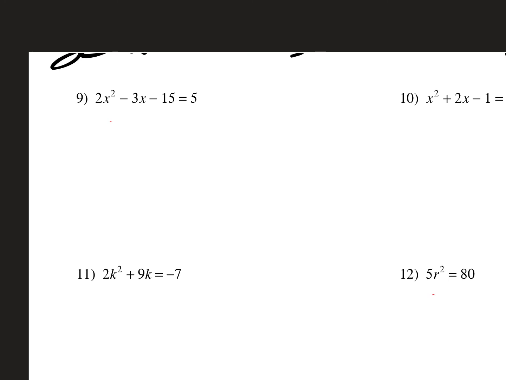I'm going to do 2 of these with you, and then I'm going to let you guys work on your own. You can work together. I'll sit with you if you want me to. You guys have to get into the practice of doing it, not just watching me do.